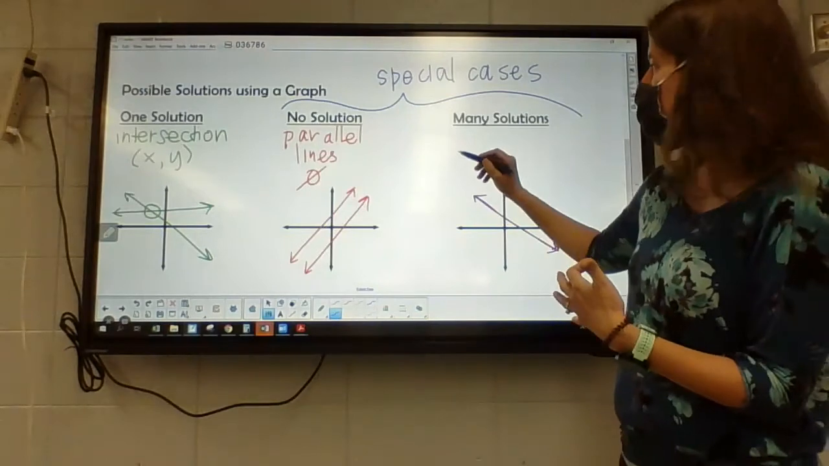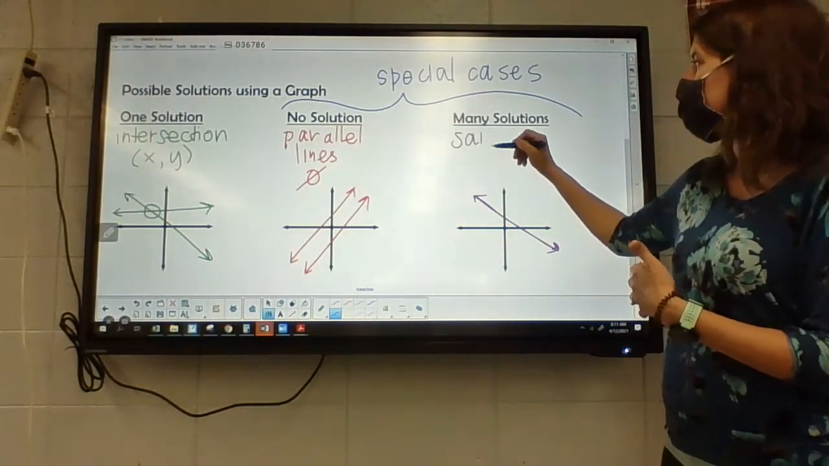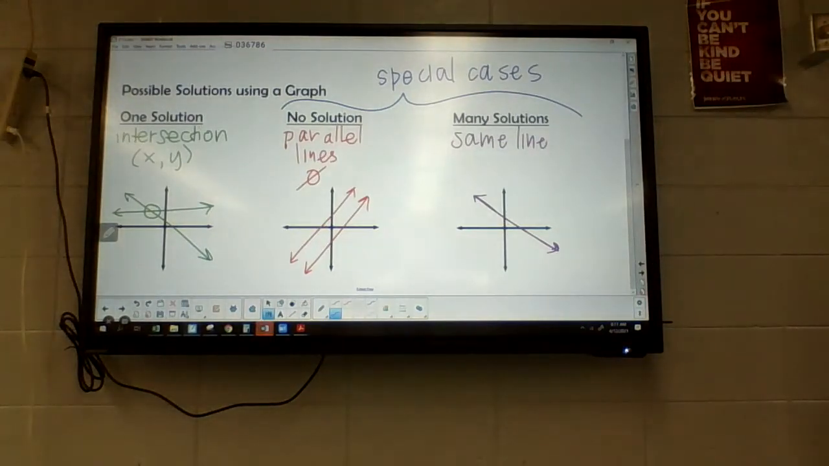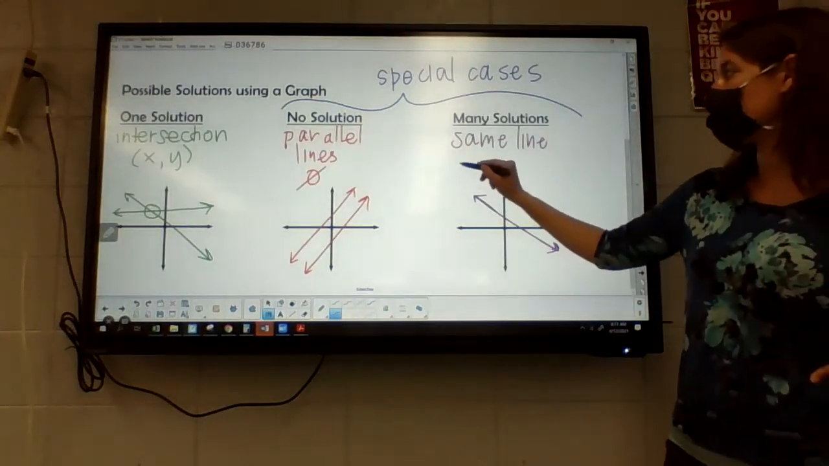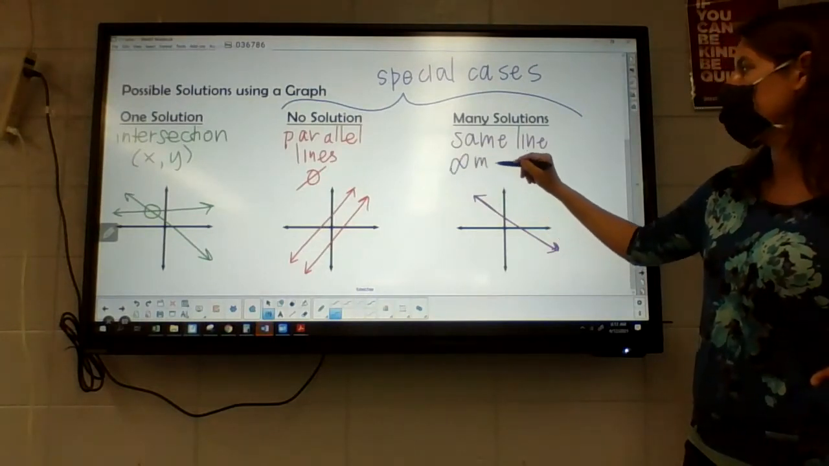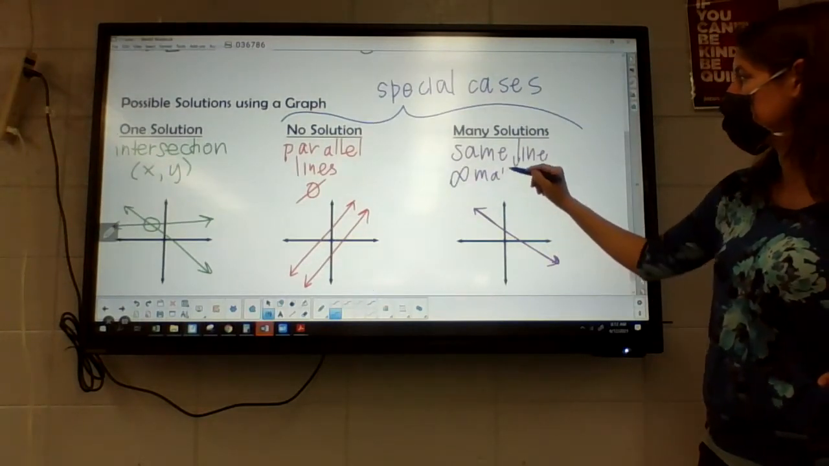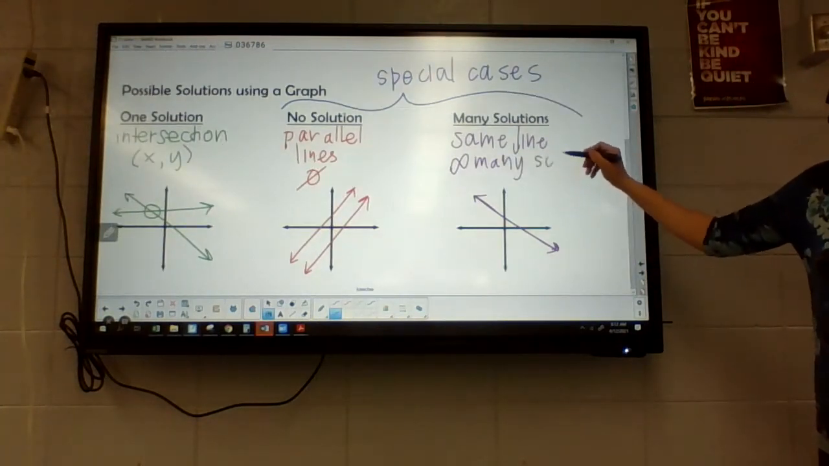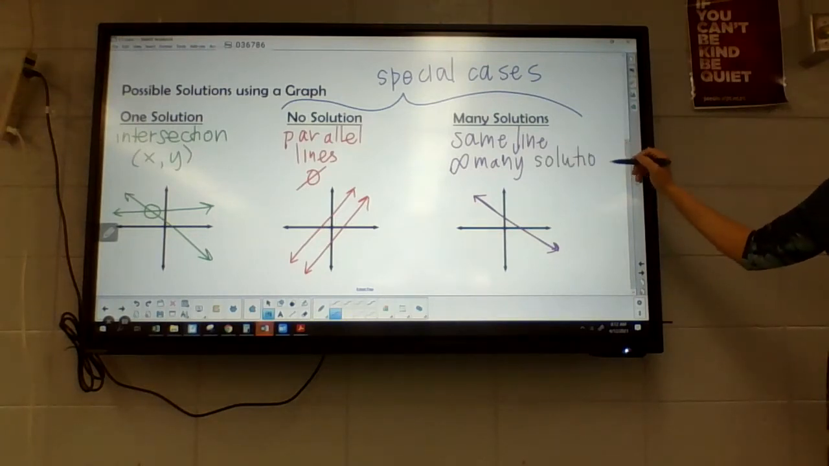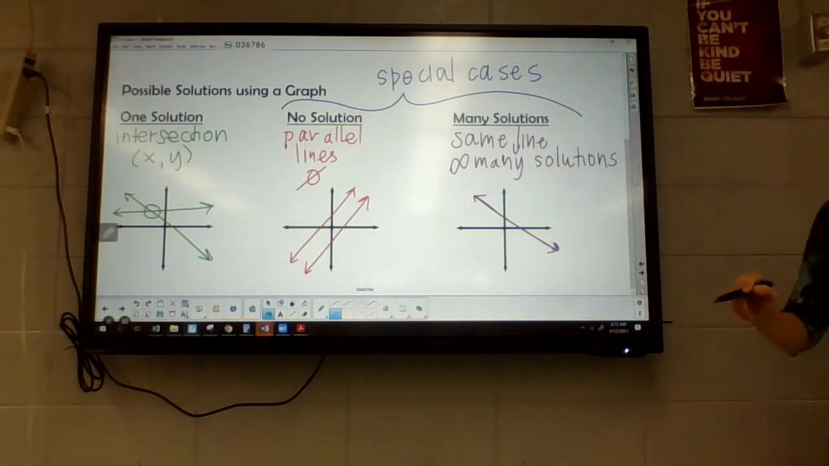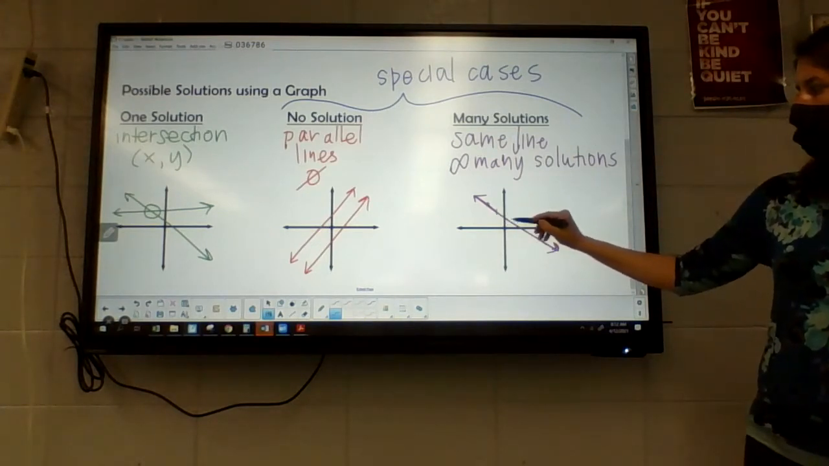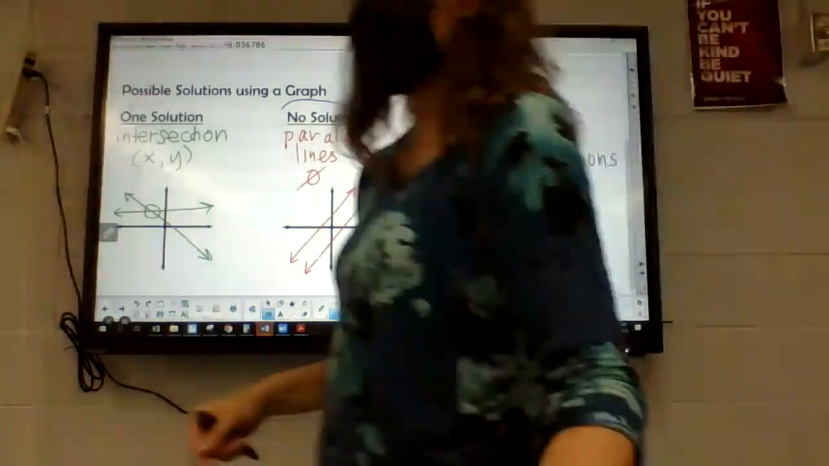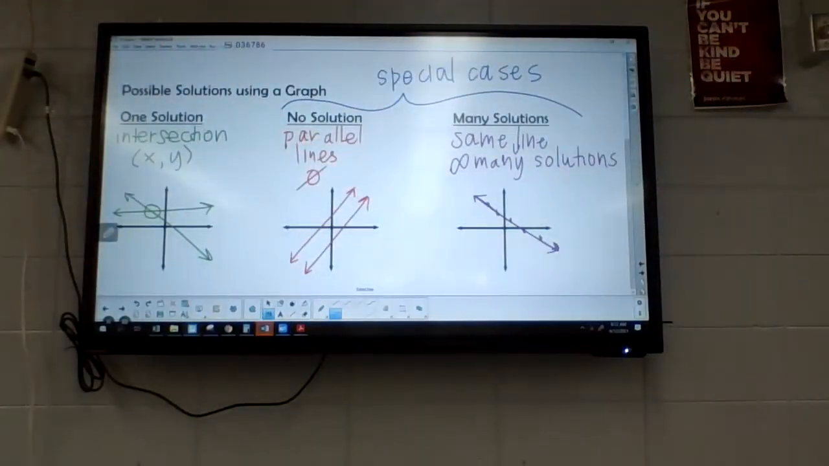So the same line. So all points on that line would work. So we'd say many solutions or infinitely many solutions. So all the points on that line would work. So we could kind of keep graphing all these little points. Any of those points would work. So again, those two are special cases. Those aren't going to come up as often.